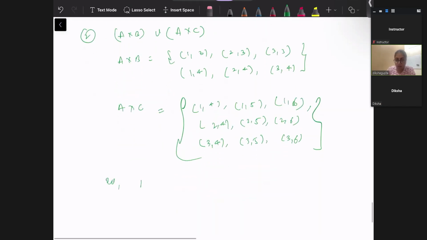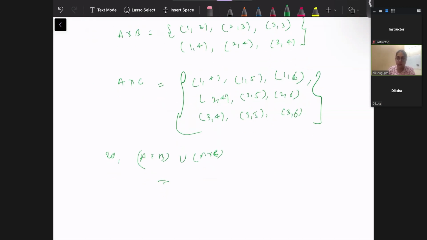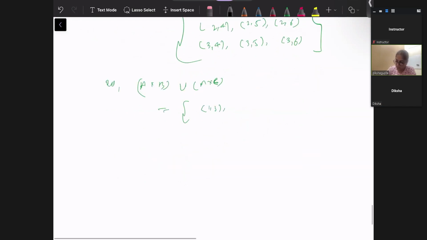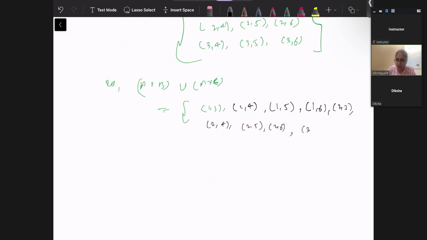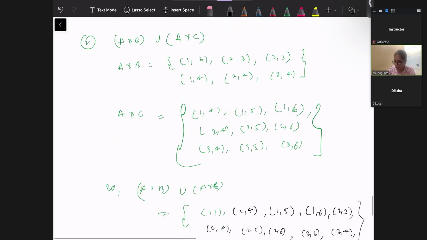So A cross B union A cross C, just write all the elements with no repetition. That's what union is. Either it's in A cross B, or it's in A cross C. So the elements will be 1 comma 3, 1 comma 4, 1 comma 5, 1 comma 6, 2 comma 3, 2 comma 4, 2 comma 5, 2 comma 6, 3 comma 3, 3 comma 4, 3 comma 5, and 3 comma 6. I hope I'm not missing anything. Just verify this. It should not be difficult again.